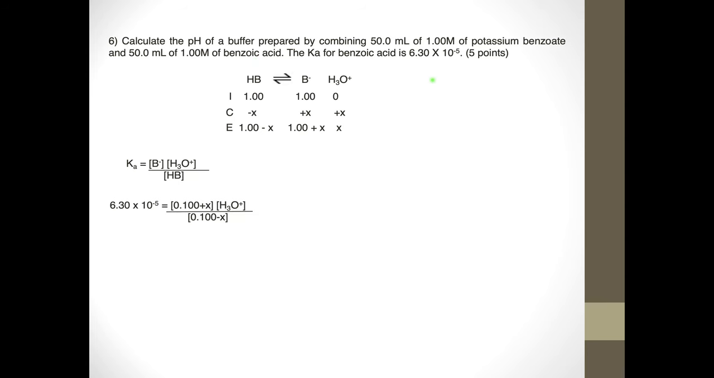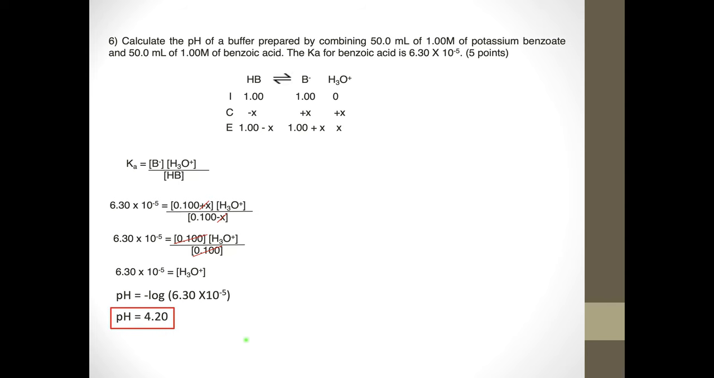this is going to be much larger than 1000. That means that this X is not going to affect the concentrations, so we can remove that X from there. Now we see that those concentrations are the same, so because they are the same, we can cancel them. The concentration of H3O+ is going to be equal to the Ka. Now if we're looking for the pH, we put the minus log of this, which is equal to 4.20, the same value that we got using the Henderson-Hasselbalch equation in the previous slide. So the pH was 4.20 for this buffer.